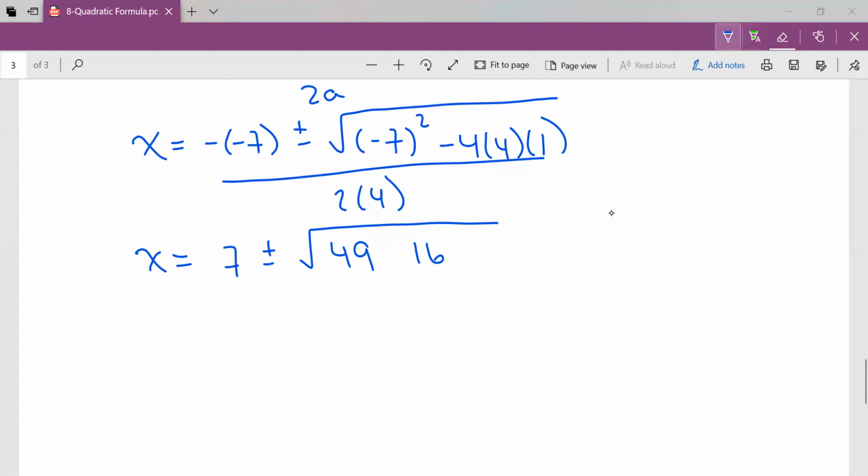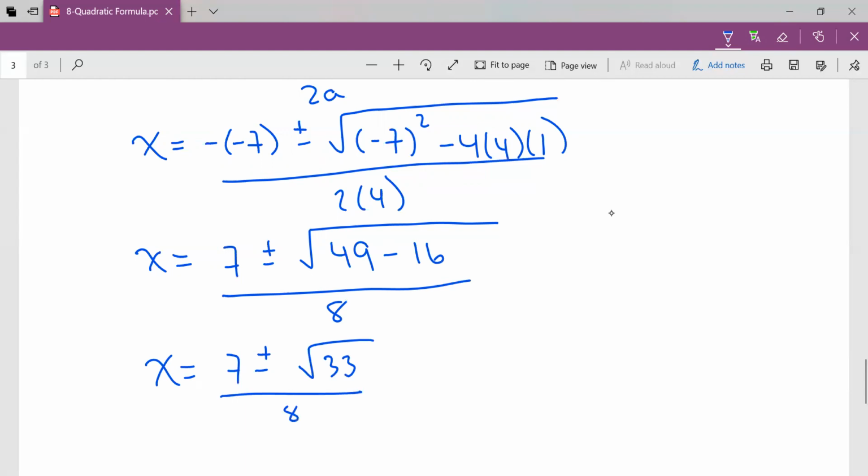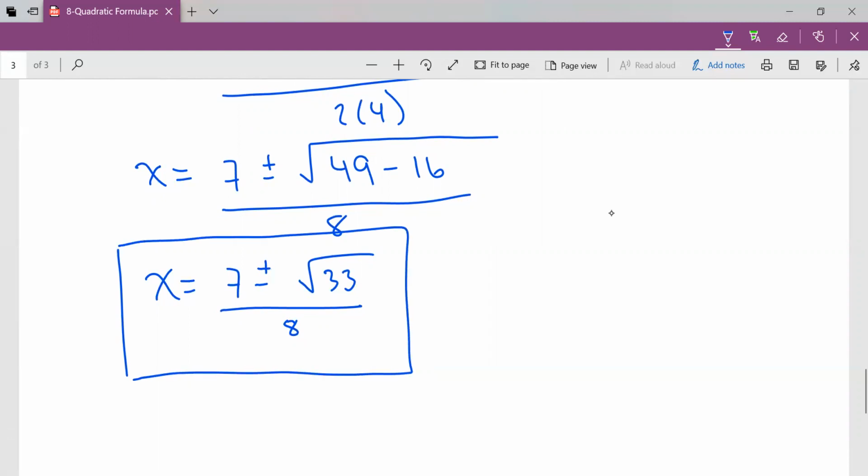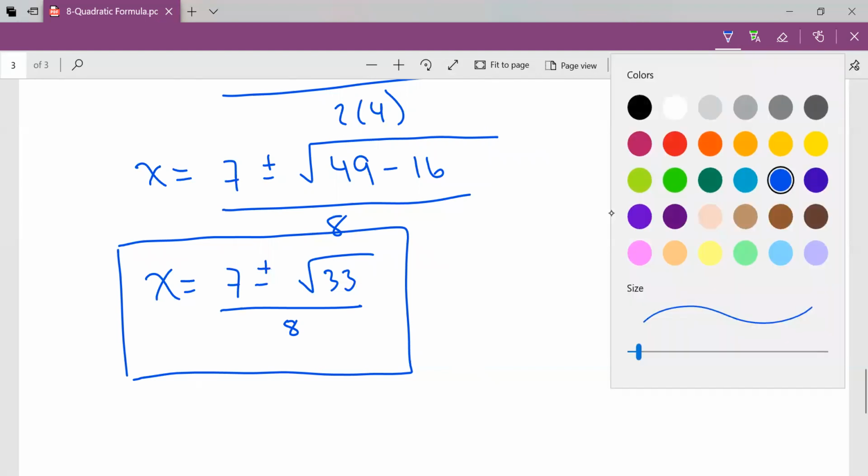Hey, I was just talking about mistakes and I almost made one, didn't I? 49 minus 16 over 8. And 7 plus or minus root 33 over 8. And that's it, friends. I can't go any further than that because I can't simplify that square root of 33. So those are going to be my two solutions, as exact values.